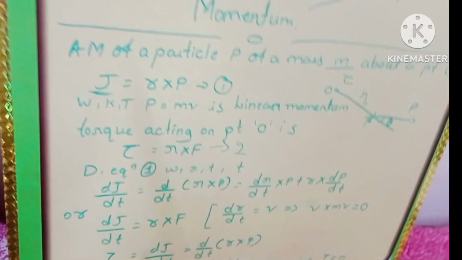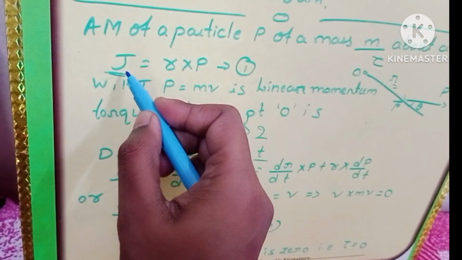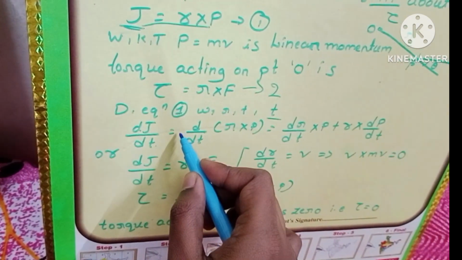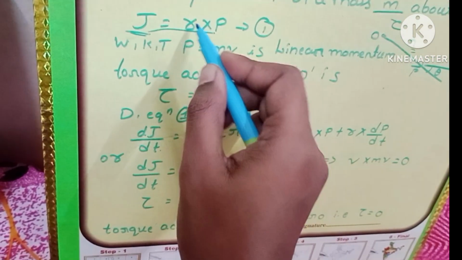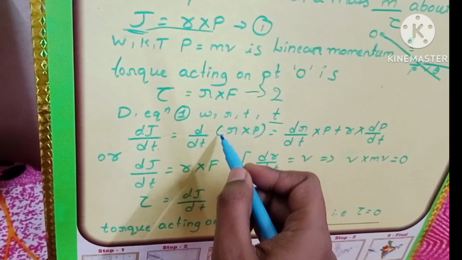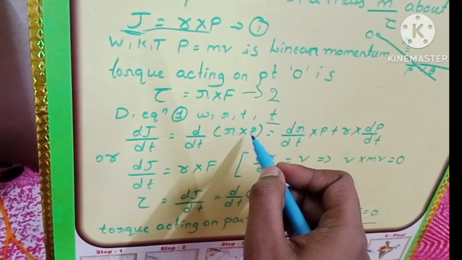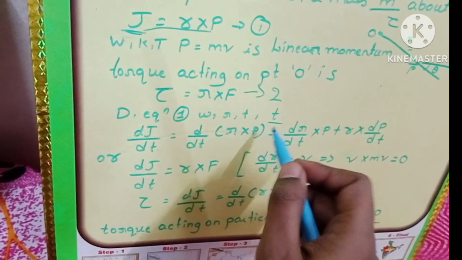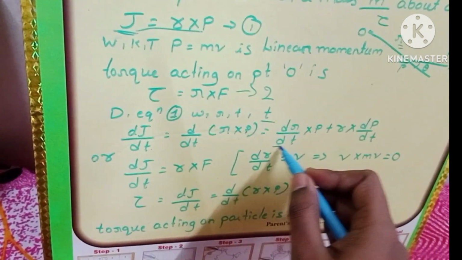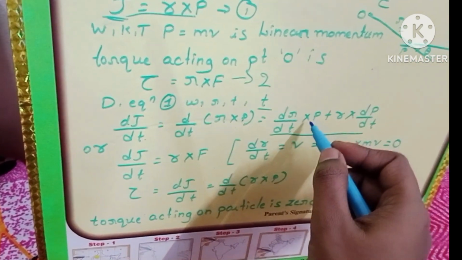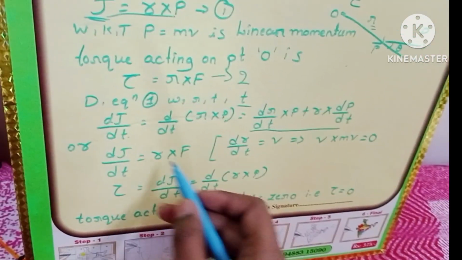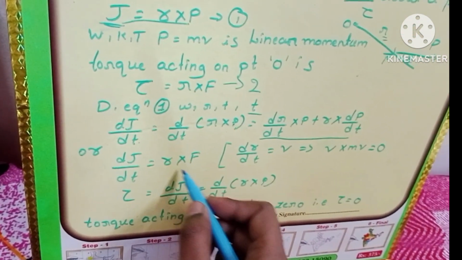Differentiate equation 1 with respect to t. So dJ/dt = d/dt of (r cross p). It is in the form of u into v, so we first differentiate u keeping p constant, and then differentiate p keeping r constant. So dr/dt into p plus r cross dp/dt. Moving further, dJ/dt equals r cross F.